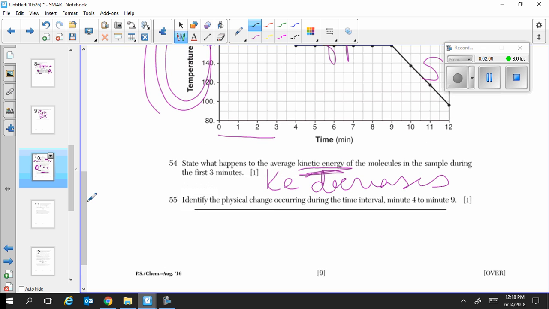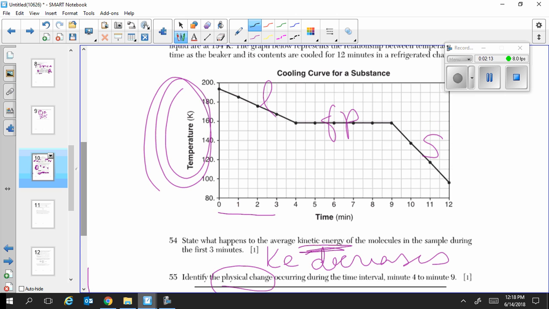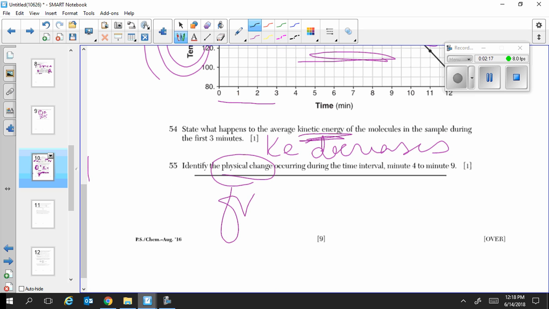Next one, identify the physical change occurring during the interval from 4 to 9 minutes. So from minute 4 to 9, the physical change is freezing.